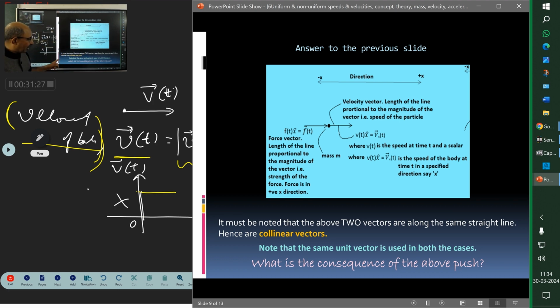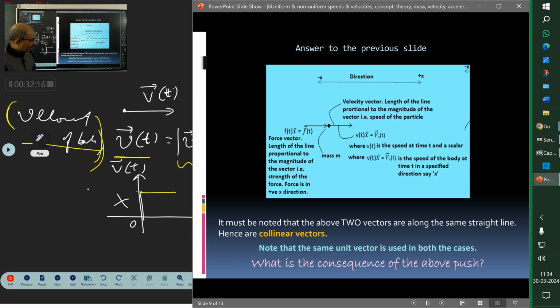It must be noted that the above two vectors are along the same line. They are collinear vectors. Note that the same unit vector is used for both cases. You see here, x cap is used for both. That means both the vectors are in the same direction. I have already defined the unit vector x cap initially in the previous diagram. X cap is a unit vector along the positive x axis, and I have already drawn the line x. I have drawn the line x and I am showing everything. That means all this is happening along the line x. The body is also on this line, and everything is happening along it. So I have defined it in the first line itself, and I am using the same description again.